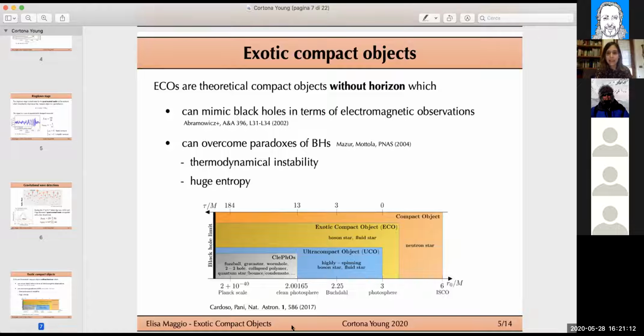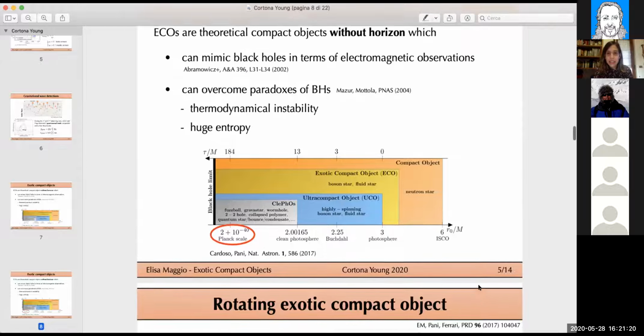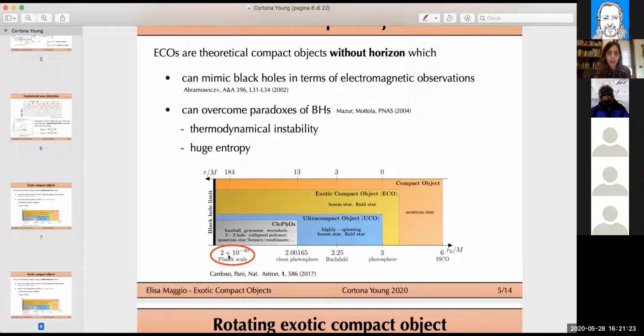There are plenty of models of exotic compact objects, which have been organized here depending on their compactness, but I'm mainly interested in the most compact ones, characterized by Planckian corrections at the horizon scale of black holes.